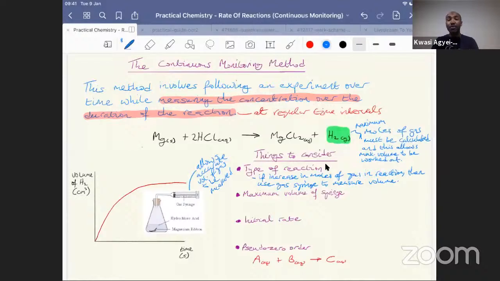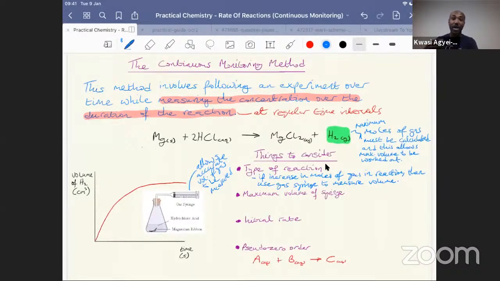Okay, so it's important to work out the maximum volume of gas that you're going to produce. Why? Because you want to make sure that the gas syringe you're using is of an appropriate size. So if your experiment is going to be producing 500 centimeters cubed of hydrogen and you're using a gas syringe that only collects a maximum of 100 centimeters cubed, then you're going to run into trouble if you're monitoring over the entire duration of your experiment.